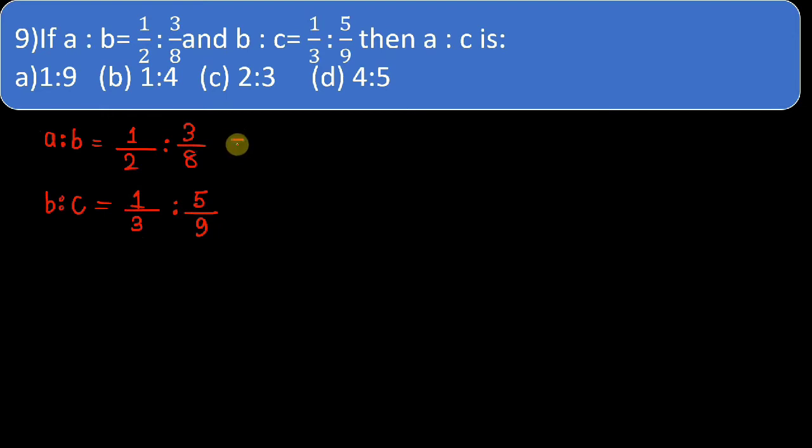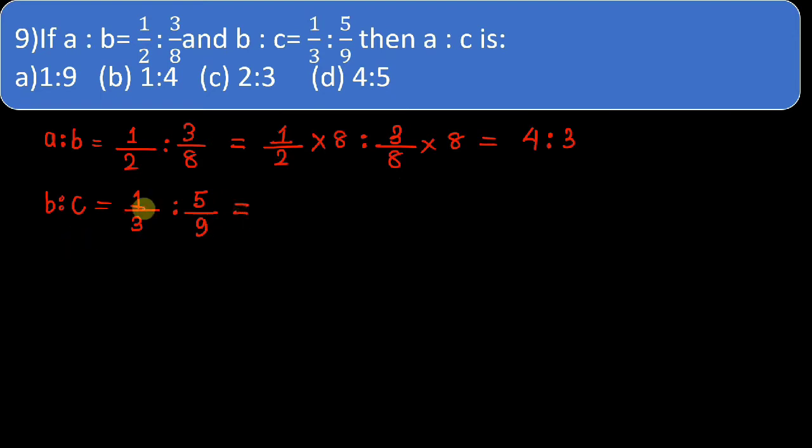First we have to convert this ratio in terms of numbers. This is in fraction form, so you have to make it in number form. For that we have to multiply the given ratios with their respective LCM. So the LCM for a is to b is 8. So we are multiplying 1/2 with 8 is to 3/8 into 8. So we get a is to b as 4 is to 3.